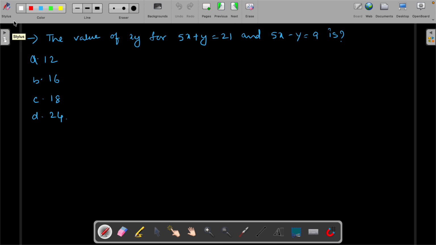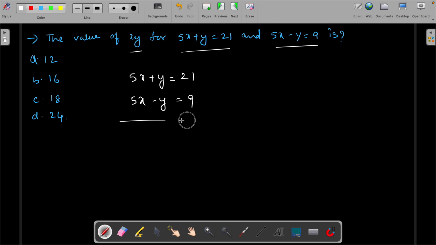Let us see one more TET question. The value of xy for 5x plus y equal to 21 and 5x minus y equal to 9 is. So we need to solve these equations and find out the values of x and y and substitute here to get the answer. So they have given that 5x plus y equal to 21, 5x minus y equal to 9. Add these two equations. This will get cancelled and this will be 10x equal to 30, x equal to 3.